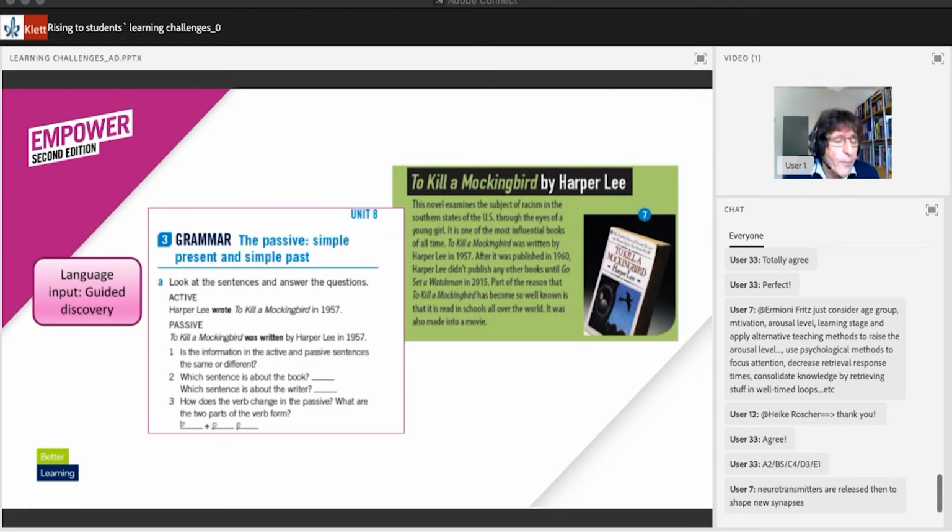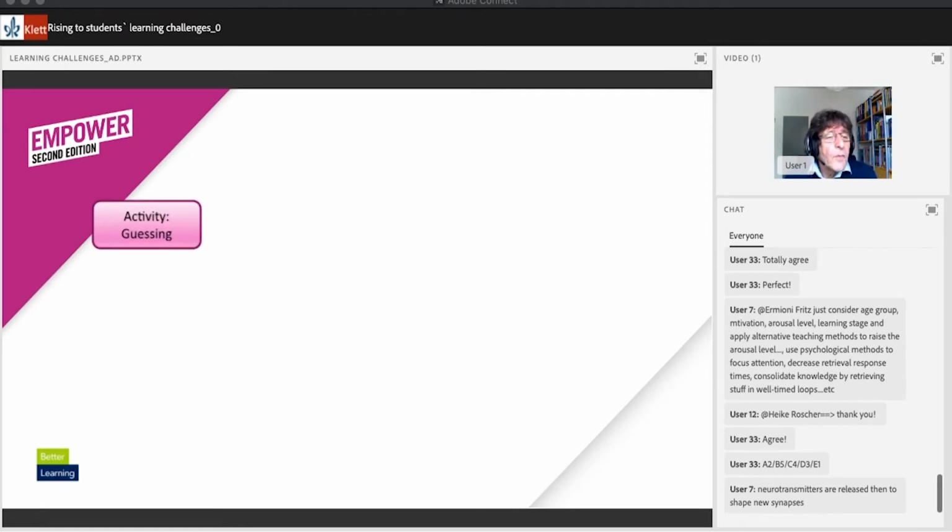Here's an example from the B1 level. This is a very short book review of the book To Kill a Mockingbird. This contains examples of present simple passive and past simple passive. And then this leads on to a grammar presentation, but rather than a straight presentation, it's a guided discovery presentation. So students look at sentences, and there are a number of guided questions which lead them towards seeing how the active and passive are different in meaning and also in form.